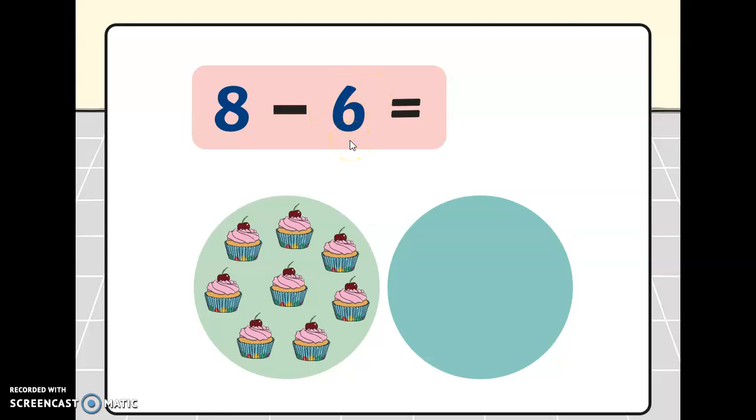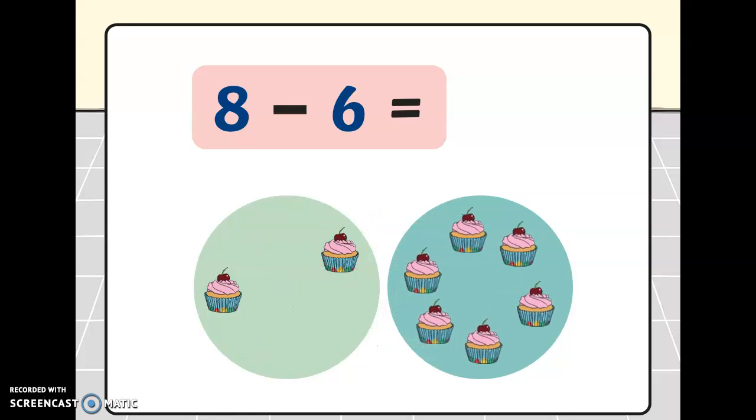Well done. We need to take 6 away. So can you put 6 of your fingers down, please? 1, 2, 3, 4, 5, 6. Let's take the 6 cakes away too. How many cakes and how many fingers have we got left? Well done, boys and girls. We have got 2 left. So 8 take away 6 equals 2.